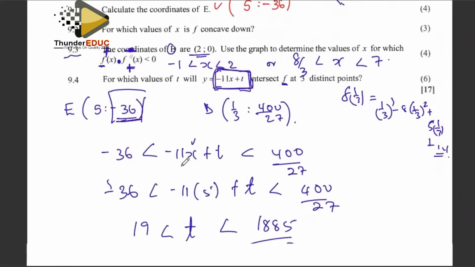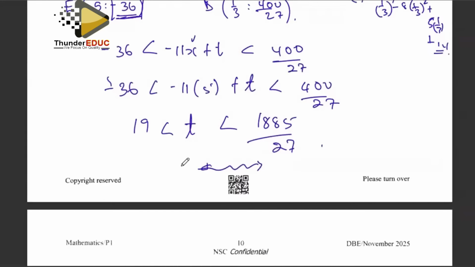Okay, if you use the 1/3, what will it give you? Will it give you more or less the same thing? I am not sure. So it's going to be negative 11/3. So negative 36 plus 11/3. That will give you a negative 97/3 is less than t.